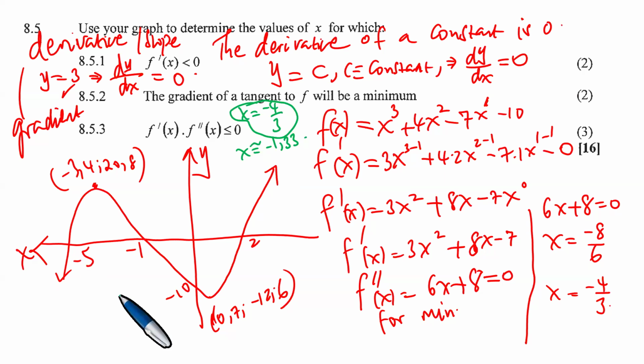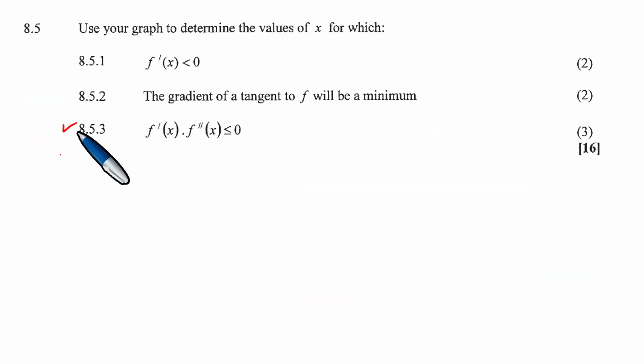Okay, so we're looking at 8.5.3. Use a graph to determine the values of x for which f prime of x times f double prime of x is less than or equal to 0. Pay particular attention. I want us to bring more analysis to these. Just give these your attention, because we're building mathematicians and scientists and future scientists.